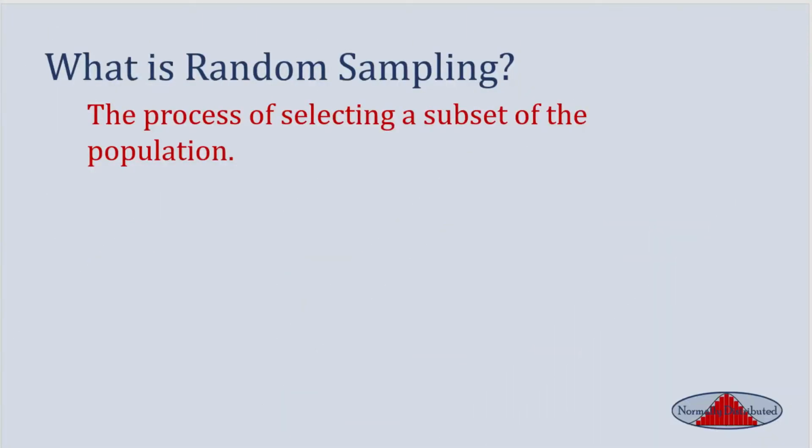We've already discussed what a population is, as well as what a sample is. Random sampling is just the process of selecting a subset from the population. And the key word here is random. If you want this sample to be a good representation of your entire population, then it needs to come randomly.